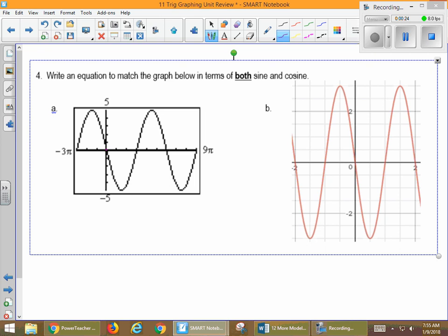So first, it looks like I go through 0, 0, so that's a good starting point. One period of the function starting at 0, 0 is out here. So 1, 2, 3, 4, 5, 6, 7, 8, 9. So 9 pi is what's marked. That means this is scaled in pi. So 1, 2, 3. So this is 3 pi. 4, 5, 6. There's 6 pi. So the period of this function is 6 pi.